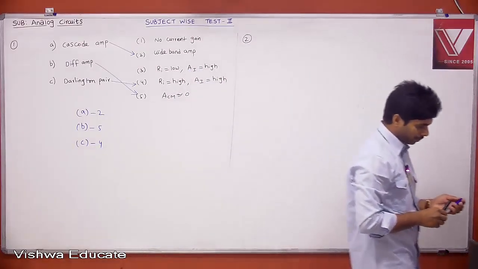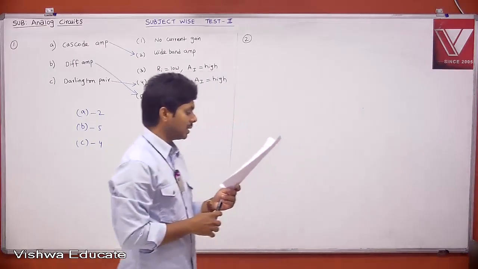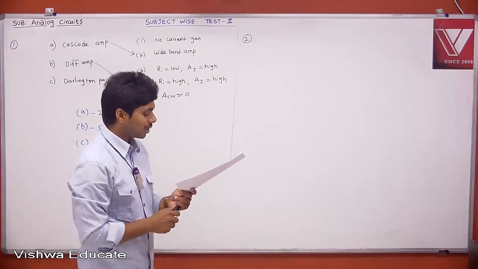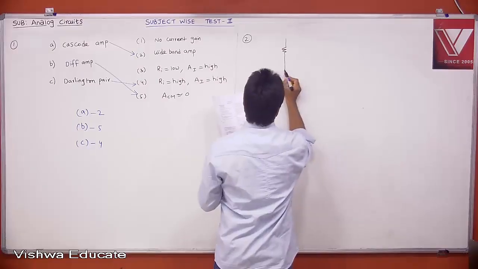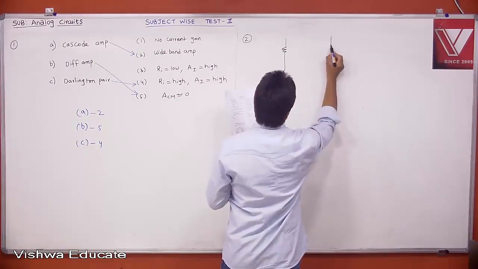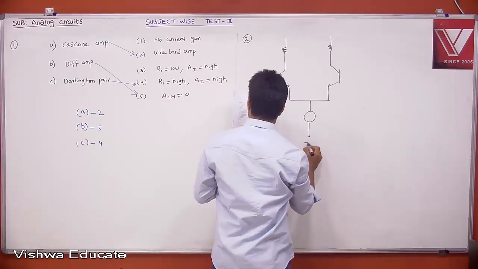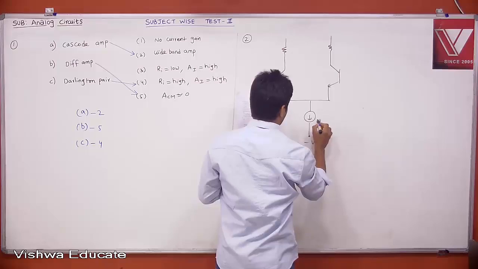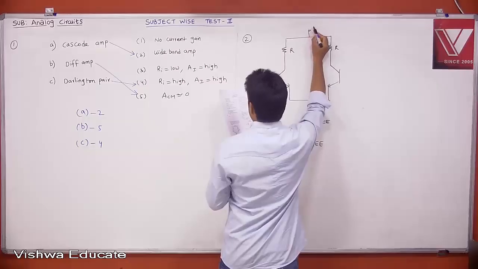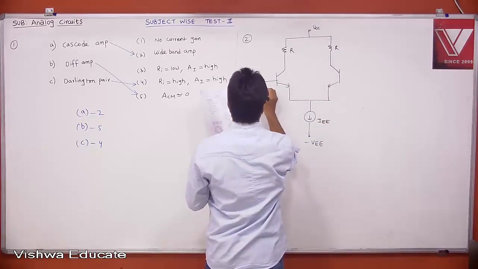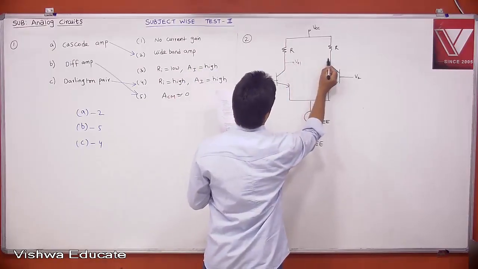What is problem number 2? In the differential amplifier of the figure, if the source resistance of the current source IEE is infinity, then the common mode gain. Okay, what is your common mode gain? Actually, the circuit is: let us say this is V1, V2, right? And this is your Vo1 and Vo2.